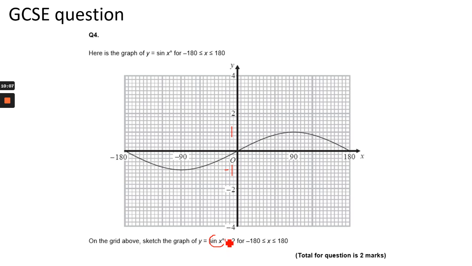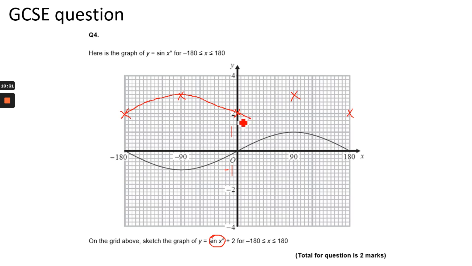So y equals sine x, it's not inside the bracket, so we're just moving the whole thing up by 2. So that's going to be there. This one's at 1, so it's now going to go up to 3. So what we're doing, in effect, is just moving the whole graph up by 2.